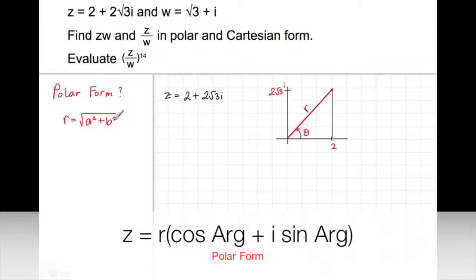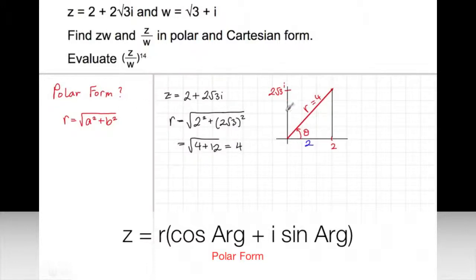The modulus is given by the square root of a squared plus b squared. In this case that's the square root of 2 squared plus 2 root 3 all squared. You could take out the calculator or work this out the long way. We get 4 plus 12, and that's the square root of 16, which is 4. So that's the modulus of z.